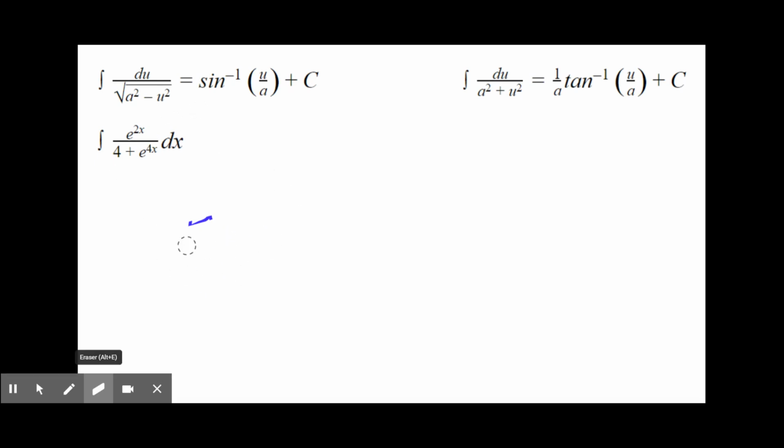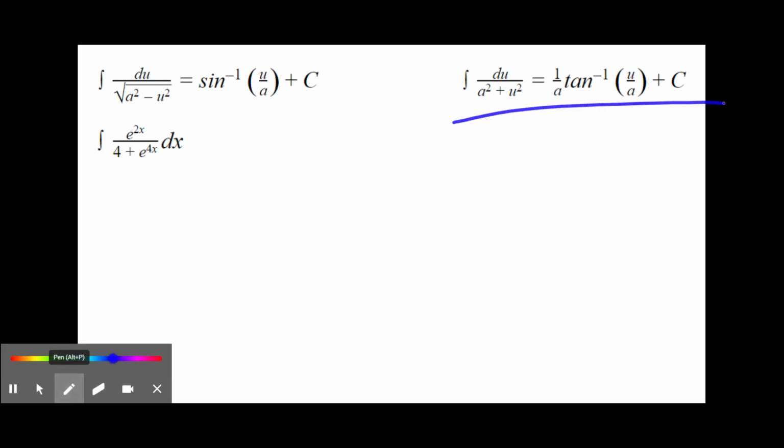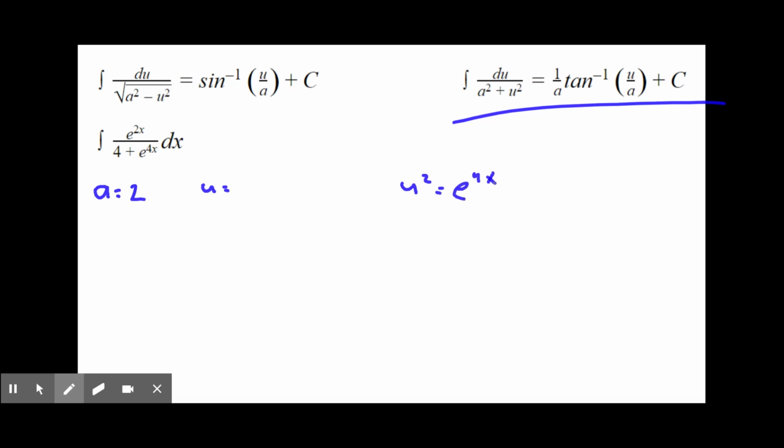So it is going to be this inverse trig thing, and definitely we're going to use our inverse tan formula because there's no square root, okay? So I need to find my a, which, remember, the 4 is in the spot where a squared is, so a would just be equal to 2. And I need to find my u, okay? Now this is a little tricky. So the u squared is in the same spot where e to the 4x is, okay? So if I find my u and do the square root of both sides, u is equal to the square root of e to the 4x.